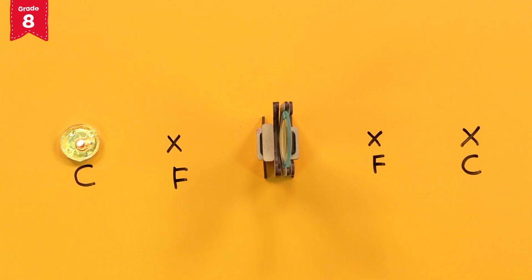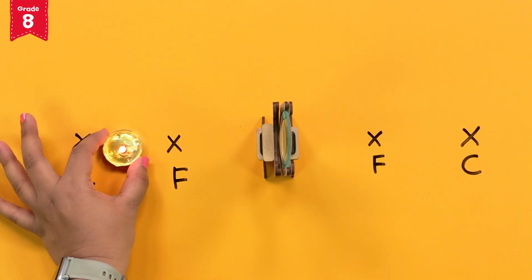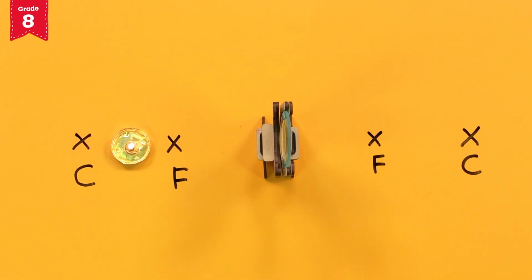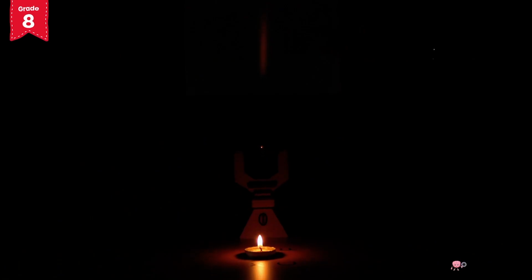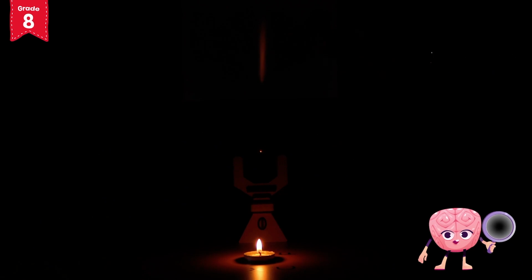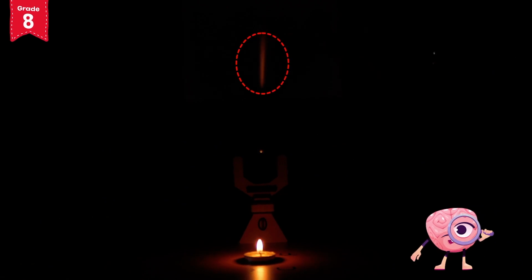Now, let's place the candle between the center of curvature C and the focus F. Here. Let's observe where the image is formed now. A real, inverted and magnified image of the candle flame is formed beyond the center of curvature on the other side of the lens.